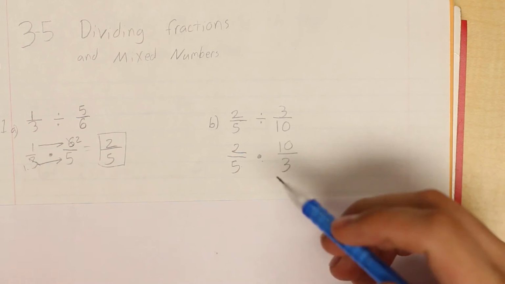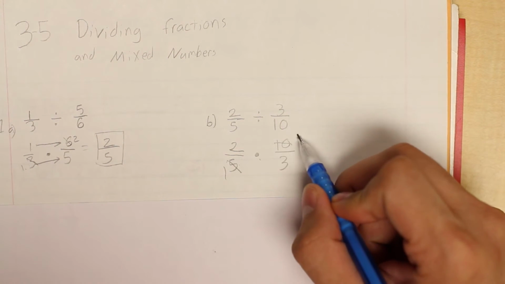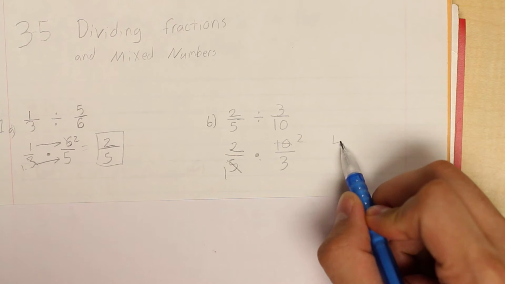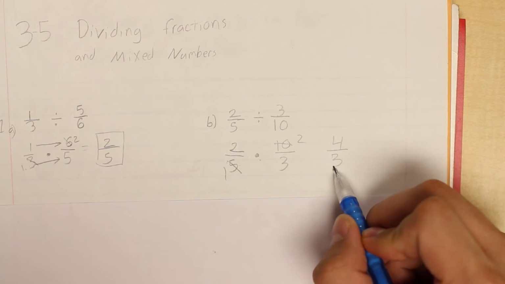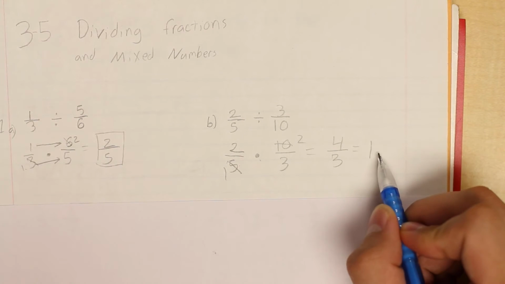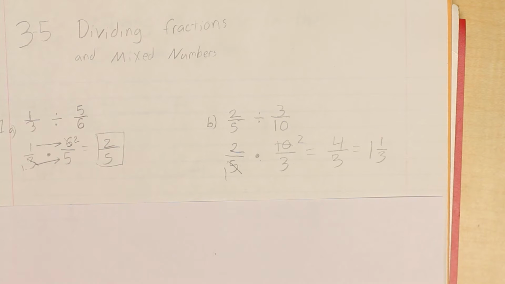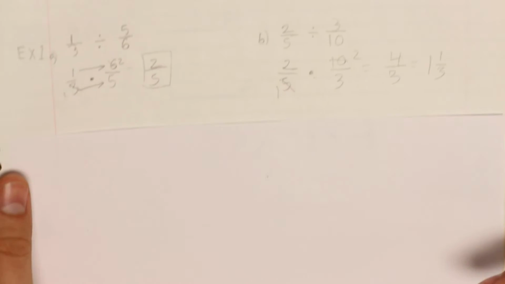Now we multiply. If you can cross reduce, do so. Reduces to 1, reduces to 2. You end up with 4/3. It's an improper fraction. Let's convert it to a mixed number, and we get 1 1/3. Okay? That's how we do it there. Remember, write down a question if you have it. We just got 2 more problems to work, and we're done. This is a very quick section.